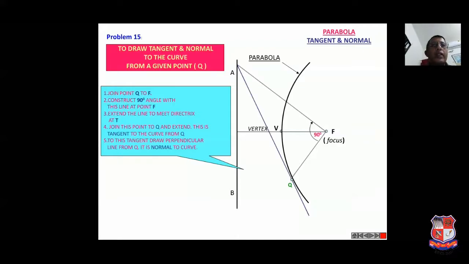Now join this point T to Q and extend it. This is the tangent to the curve from Q. To this tangent, draw a perpendicular line from Q. It is the normal to our curve. So here TT is our tangent to parabola and NN is our normal to parabola.